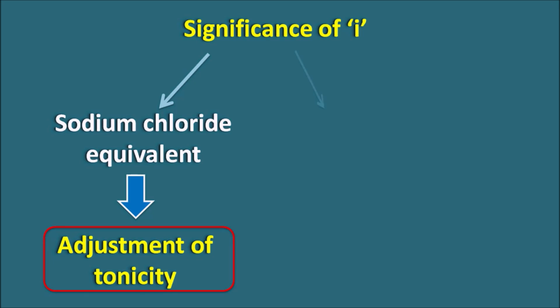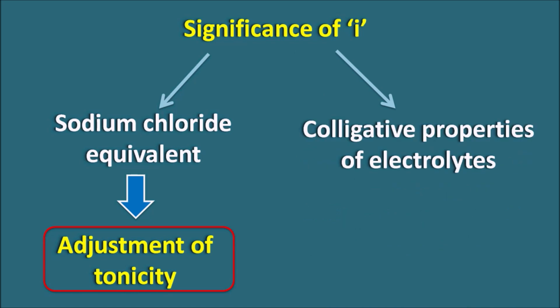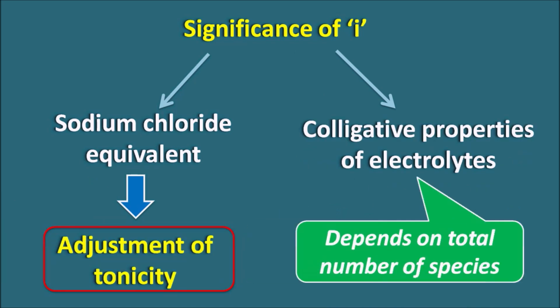Similarly, another role of i is in the colligative properties of electrolytes. What are the colligative properties? These are the properties of solutions which depend on the total number of species present in the solution. These properties are independent of the nature of the ions, and only depend on the total number of species. For example, when sodium chloride is dissociated by 80%, within the solution we can observe sodium ions, chloride ions, as well as undissociated sodium chloride. All these can affect a few of the properties of the solutions, which are called colligative properties. So colligative properties depend on the collection of species within the solution, which may be either ionic or non-ionic.